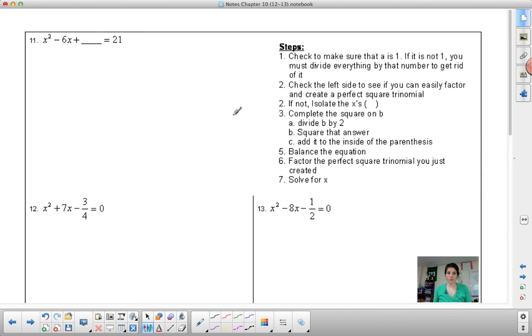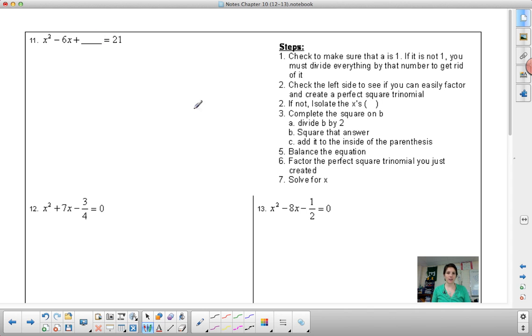Okay, so what does complete the square, and why do we do it, is the next piece. And so when we look at this problem, the first thing we want to do is check to make sure that our leading coefficient is a 1. If it's not a 1, then we need to fix that by using division to get it to 1. The next thing we have to do is check the left side to see if we can easily factor it into a perfect square trinomial.